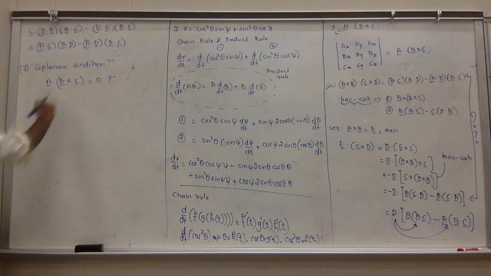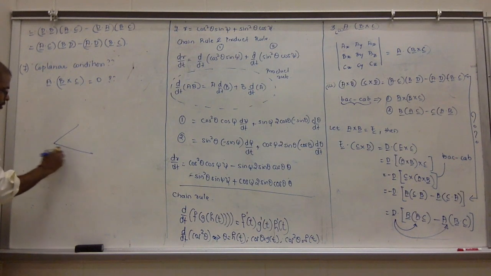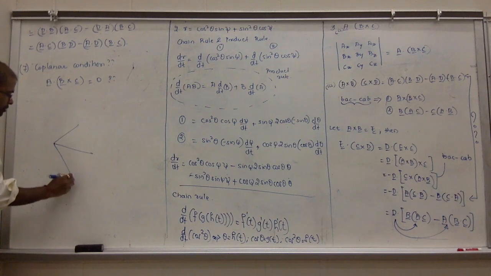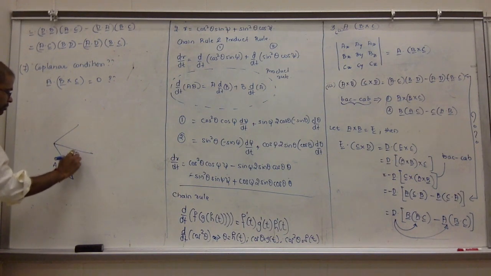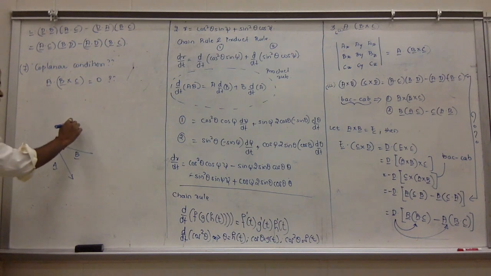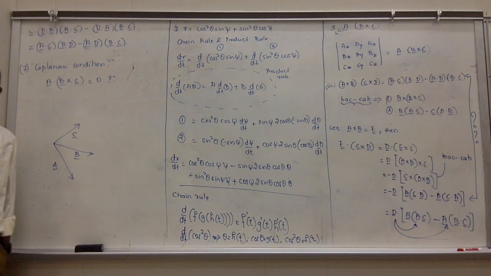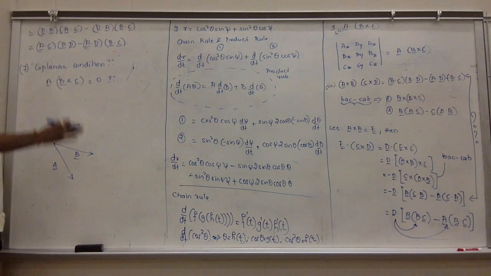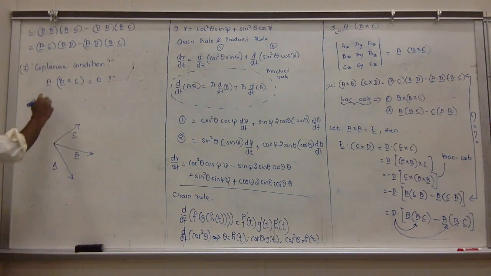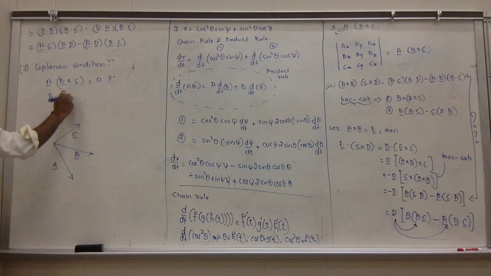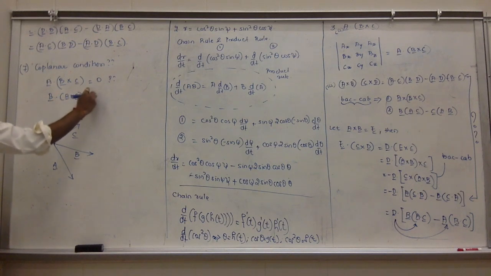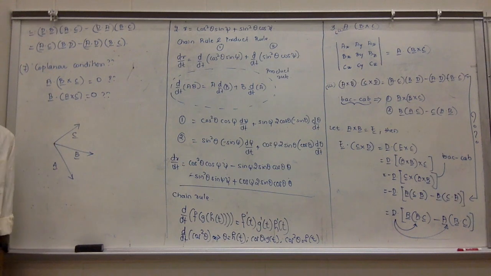You have to think about this. If you have B cross C, let's say this is A, B, and C. Are these three vectors in the same plane? Could be. All these vectors are in this plane. Will this condition hold true? Is this condition okay?